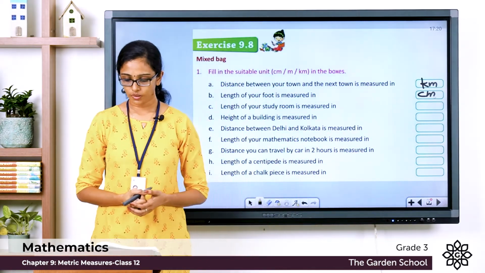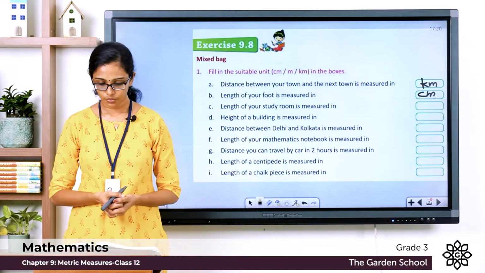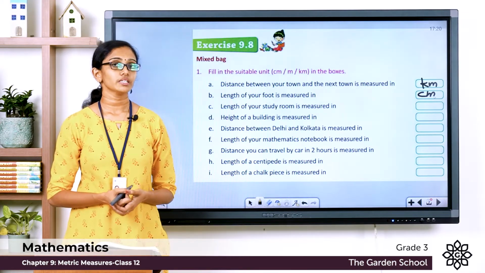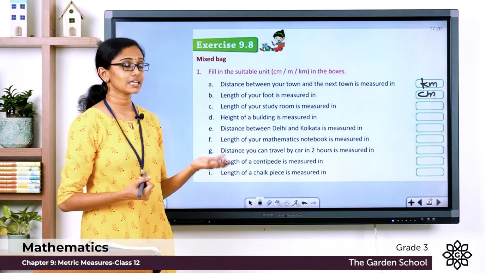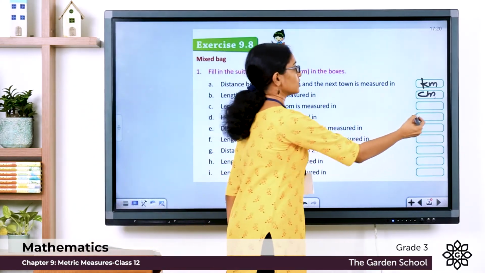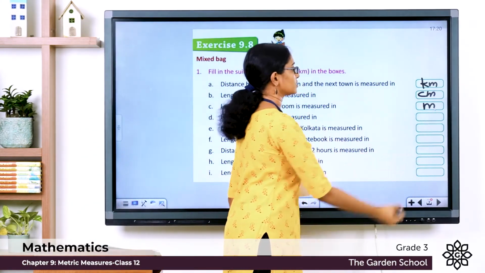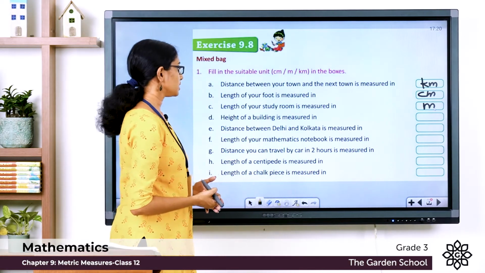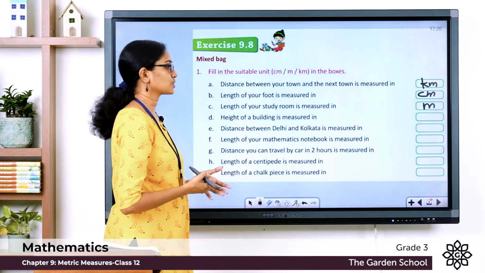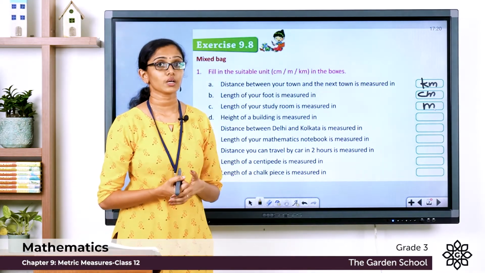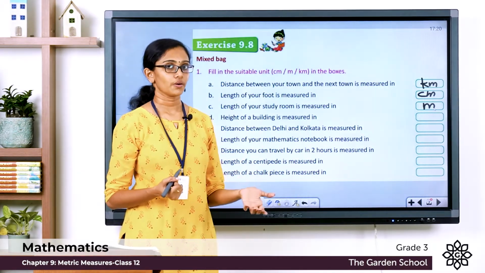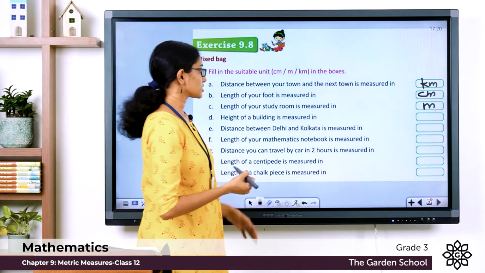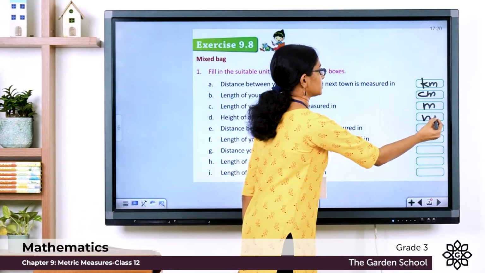Now what about the next one? Length of your study room. How can it be measured? Length of a room or your study room can be measured in terms of meters. So you can write meters here. And the next one, height of a building is measured in. How can we measure the height of a building? In centimeters? No. In kilometers? No. So here the possible answer is meters.